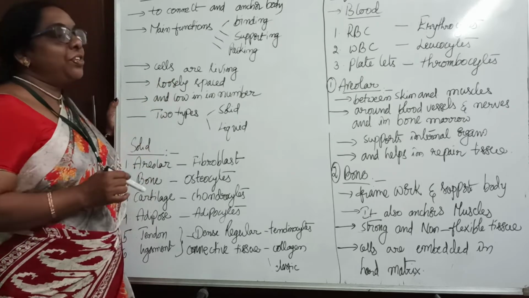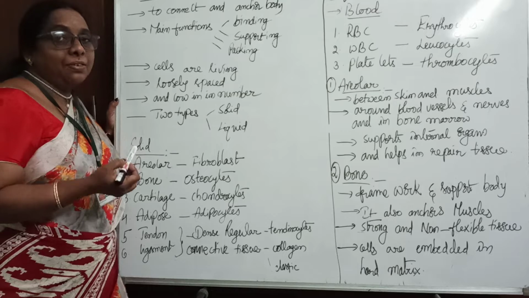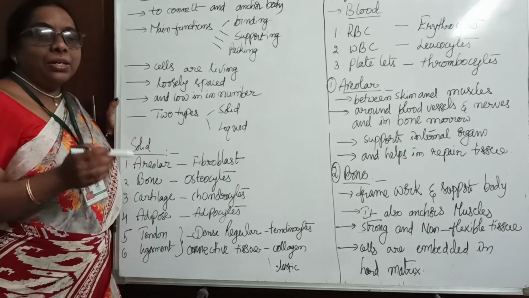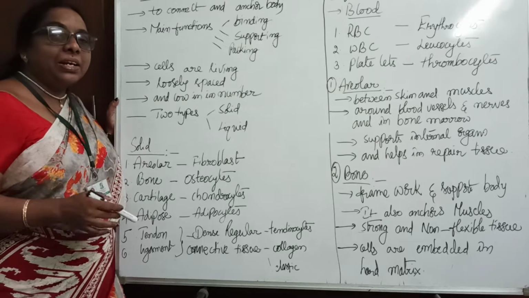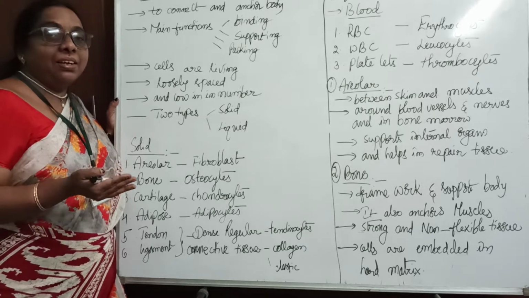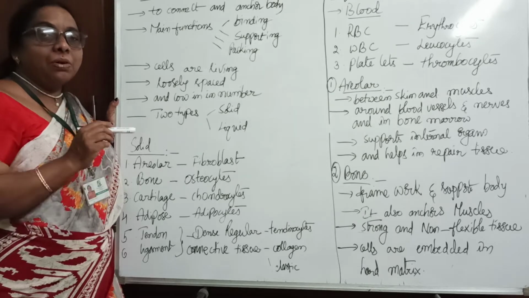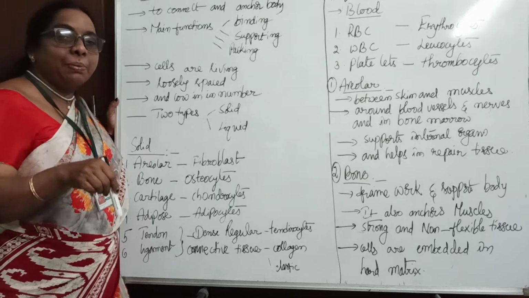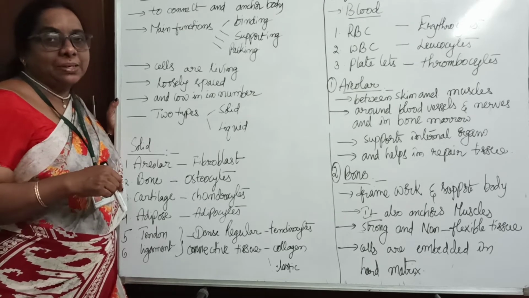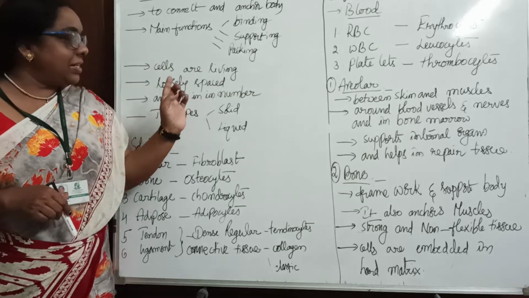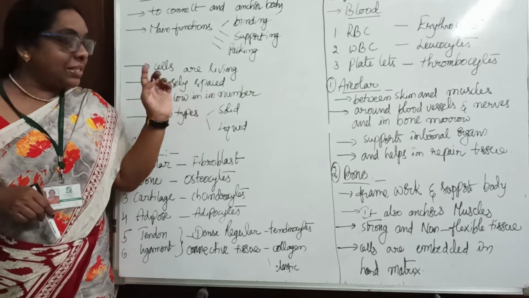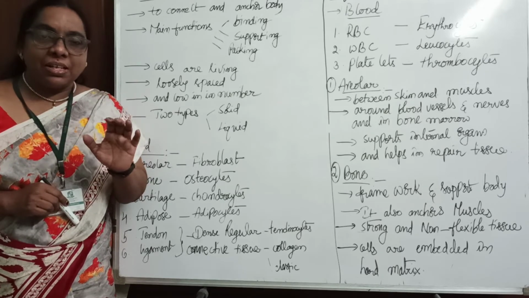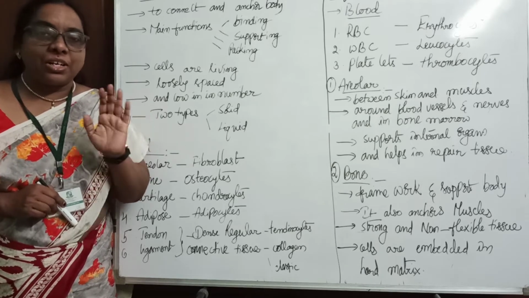Usually, how are the cells present in connective tissue? Connective tissue has living cells. All the cells present in the different types of connective tissue are living cells, and mostly they are loosely packed. They are widely distributed inside that particular area within the matrix. They have living cells and loosely spaced cells, and we can also say that they are less in number. Even though they are less in number, their role and function are great.